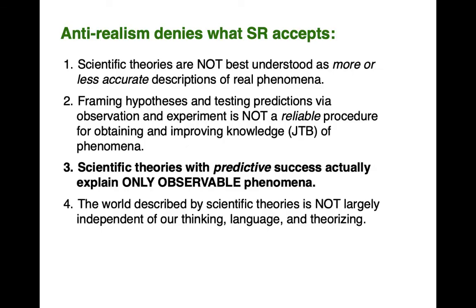Let's be more specific about anti-realism. It's basically the denial of what scientific realism accepts. Your basic anti-realist thinks that scientific theories are not best understood as more or less accurate descriptions of real phenomena. Framing hypotheses and testing predictions via observation and experiment is not a reliable procedure for obtaining and improving knowledge, that is, justified true belief of phenomena. Scientific theories with predictive success actually explain only observable phenomena. The world, then, described by scientific theories is not largely independent of our thinking, language, and theorizing.